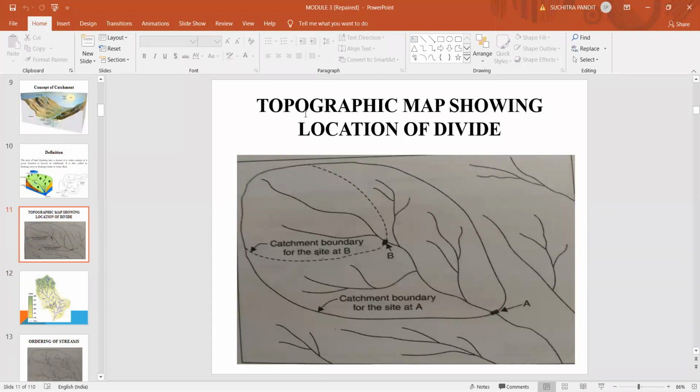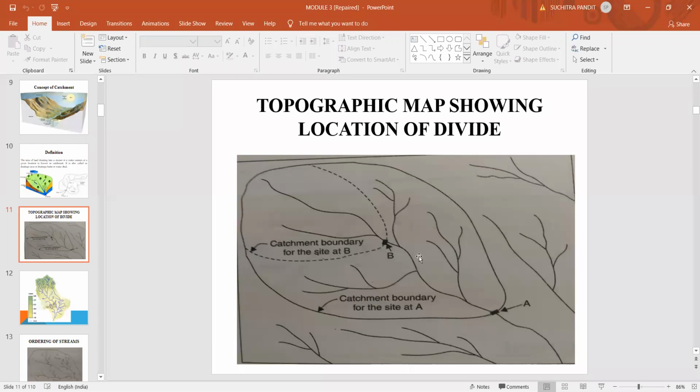Now here, this is the topographic map showing the location of the drainage divide or the watershed divide. Now you can see here, you have a particular catchment under question. So this is the boundary line of the catchment area, or it's also called the drainage divide.